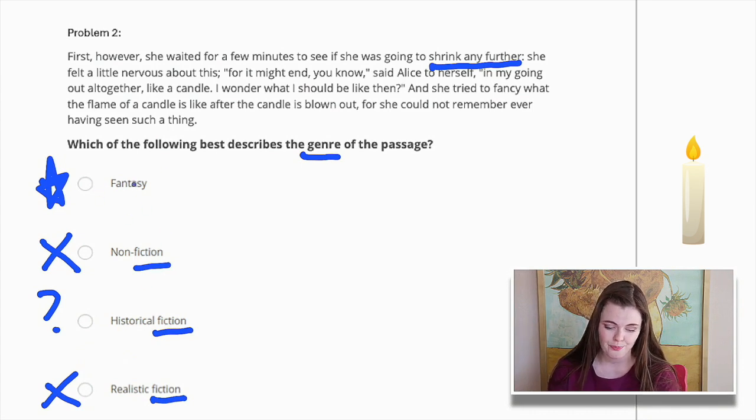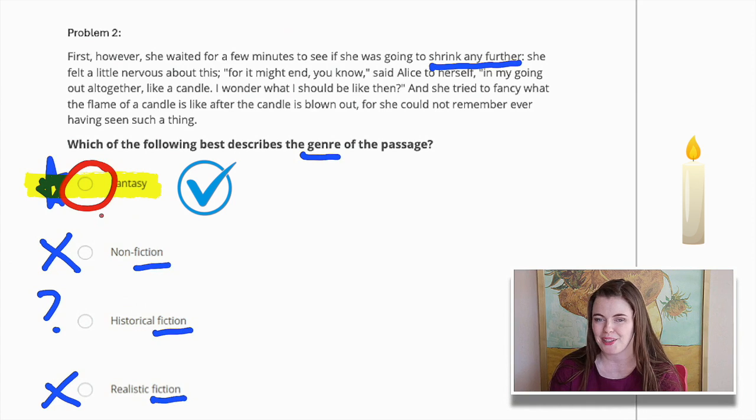We have fantasy and historical fiction. And fantasy is definitely the better answer choice. So that's probably our answer.